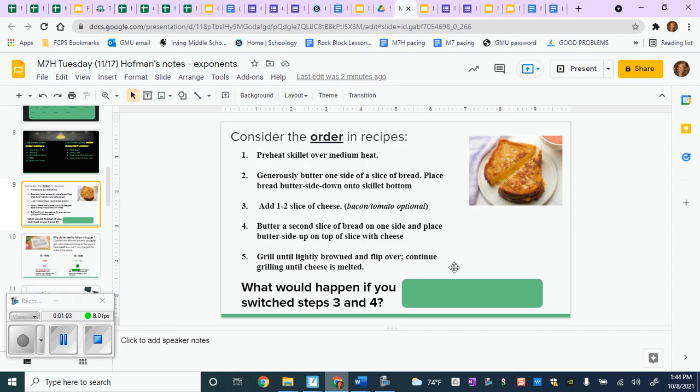If I were to pull up a recipe, which is for a grilled cheese here, and we're supposed to follow all of these steps, what would happen if you switched steps 3 and 4? What would happen if you, right here, put this before this? Obviously, the sandwich wouldn't be the same sandwich. So in recipes, we follow a certain order so that the meal will come out appropriately.